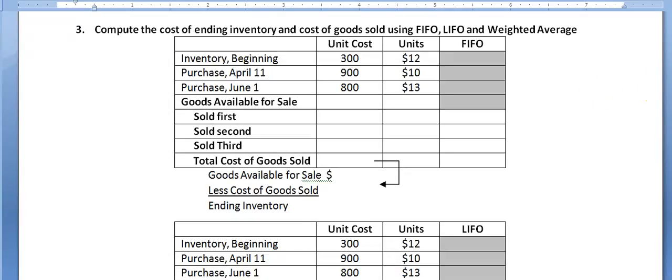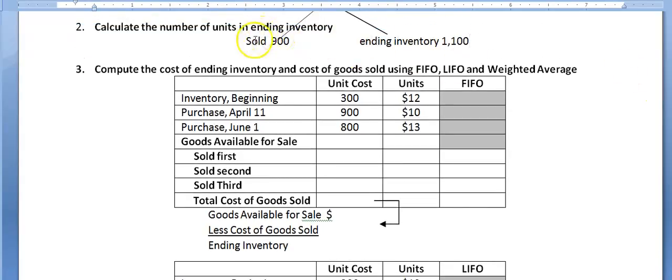So if we sold a total of, and I'll scroll up here, if we sold 900 units in all, I'm going to start by putting 900 there. We want to figure out a dollar value for those units. With FIFO, we say the first things that we had on hand are the first sold. So we first sold 300 of those units that we had on hand. Multiply that out to get 3,600. Then to make up 900 units sold, we must have sold 600 of these 900.